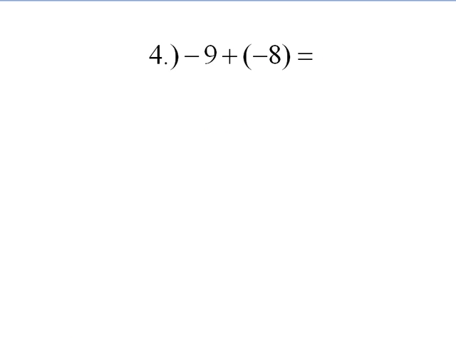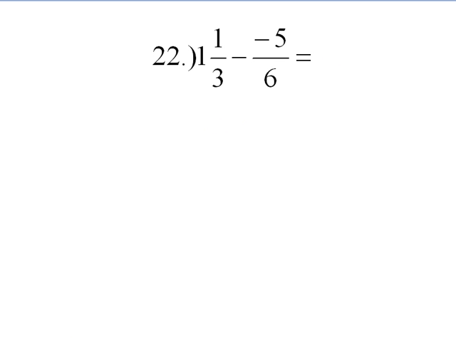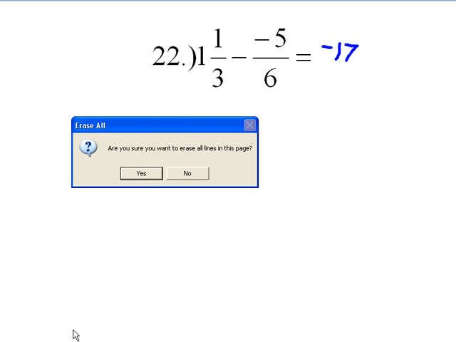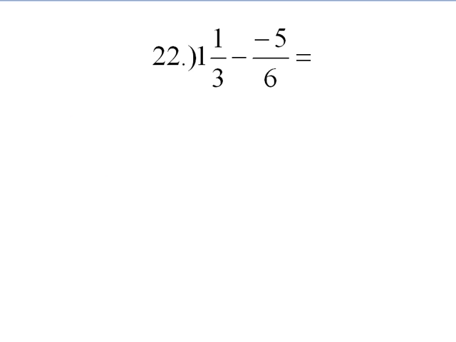Okay, let's keep going. Here we jump to some fractions. Whoops, I forgot to erase that 17. Let's get that out of there. Okay, a positive 1 1/3 minus a negative 5/6. First, let's change this into an improper fraction. So we'd have 3/3 plus 1. This would change to 4/3. Okay, then we have minus a negative 5/6.